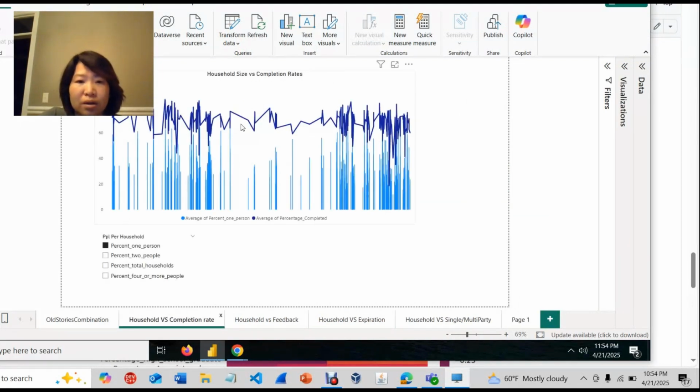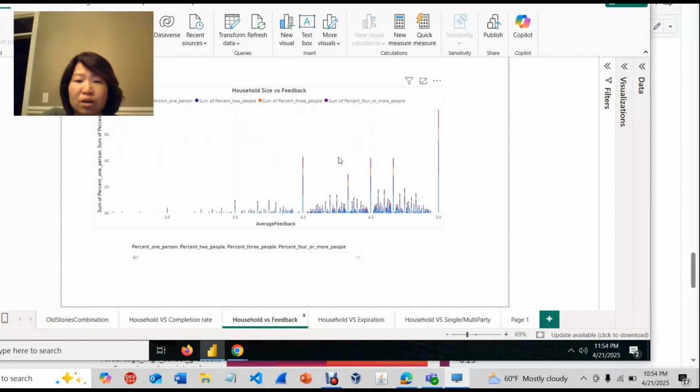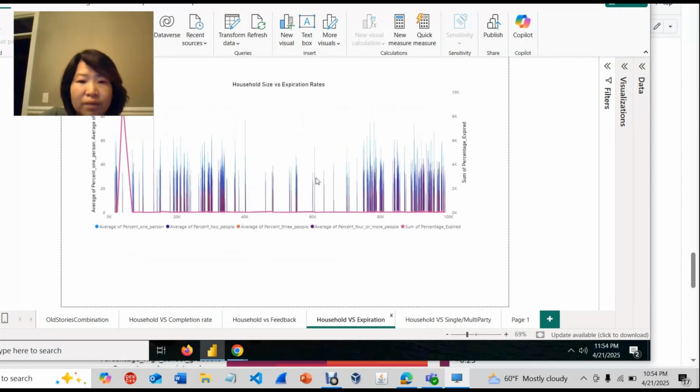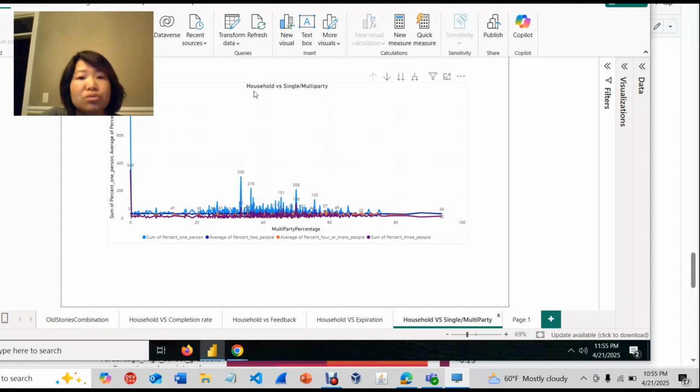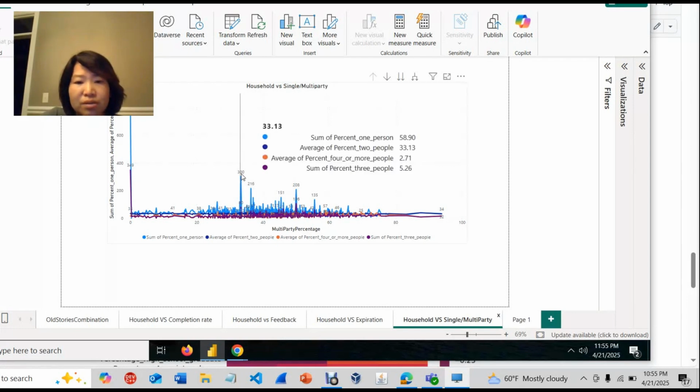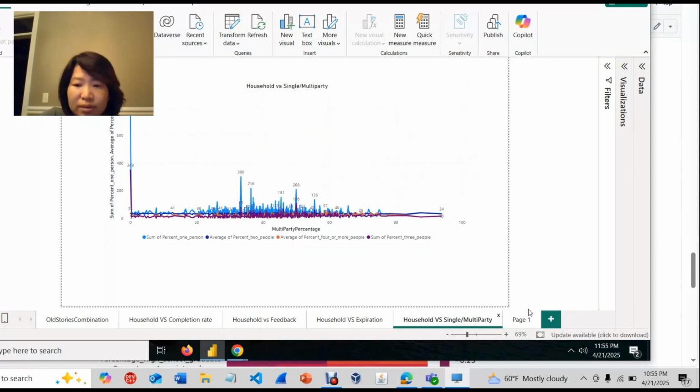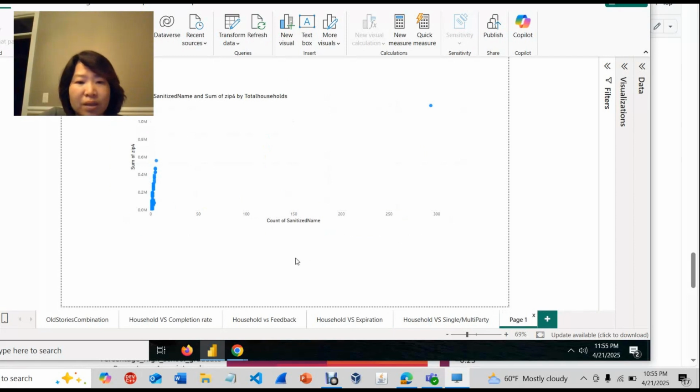Here, this will be the household size and completion rate, and this will be household size and feedback. And this is a visualization of the household size and expiration, and this one also the household size with multi and single. For visualization, this will be the higher number, as we can see, and then the last thing is that here we can see the household size and the apartment name.